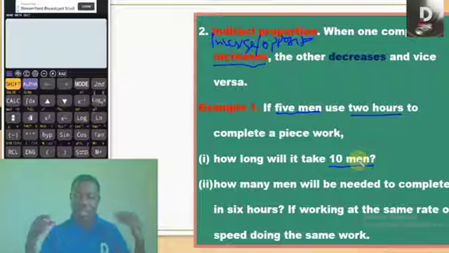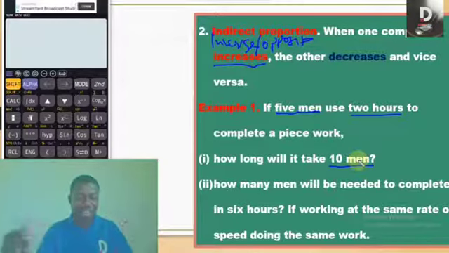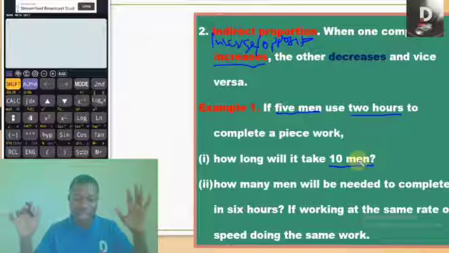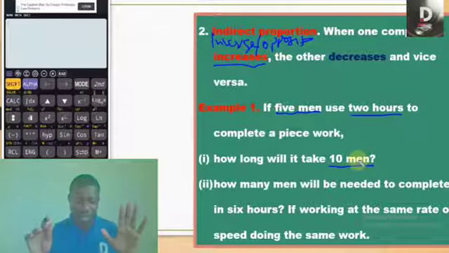So don't say, oh, what if the last batch of men are stronger, faster, work harder? No. Those constants are not working. They are held constant. Are you okay? So that is what it means.